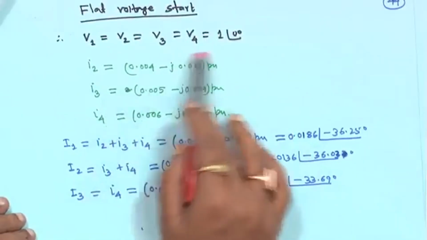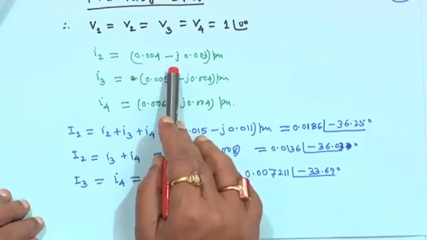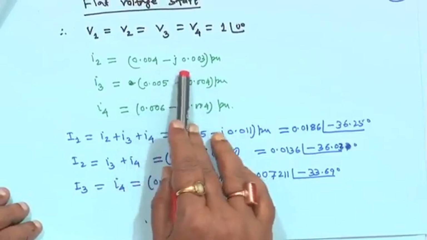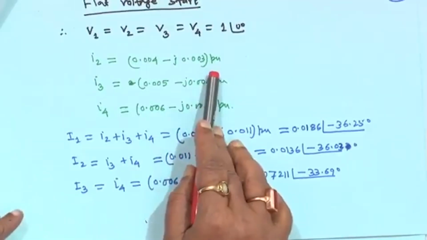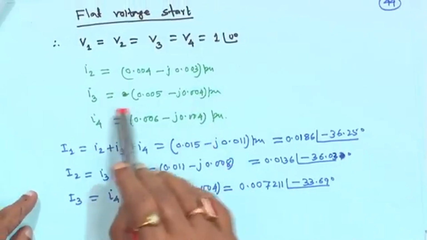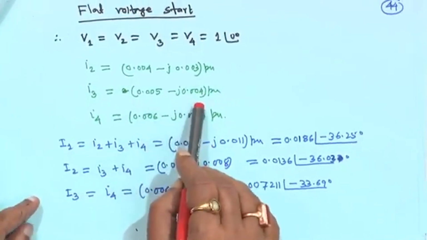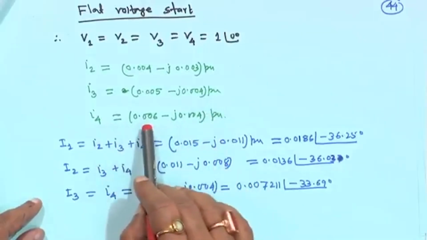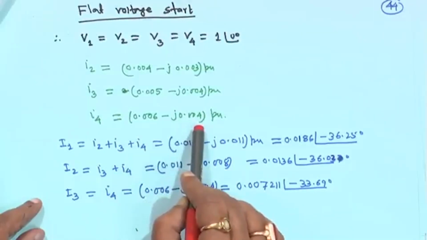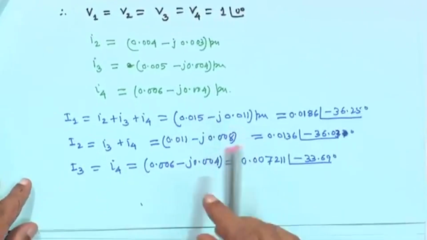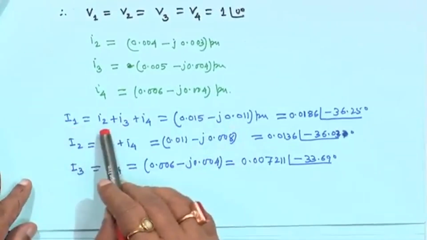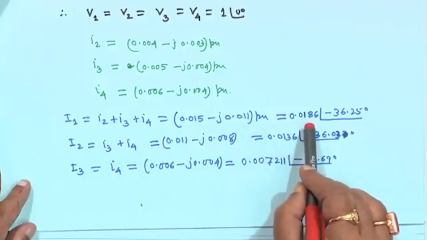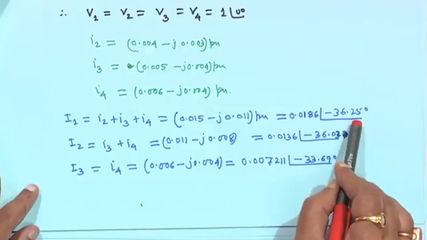So, initially if it is a flat voltage start, all these things are calculated, it is the series capacitor. So, I2 is equal to 0.004 minus j0.003 per unit. Now, it is understandable to you. I3 is equal to 0.005 minus j0.004 per unit, and I4 is equal to 0.006 minus j0.004 per unit. Now, in the same way, I1 is equal to I2 plus I3 plus I4. If you calculate, it will become 0.0186 angle minus 36.25 degree.